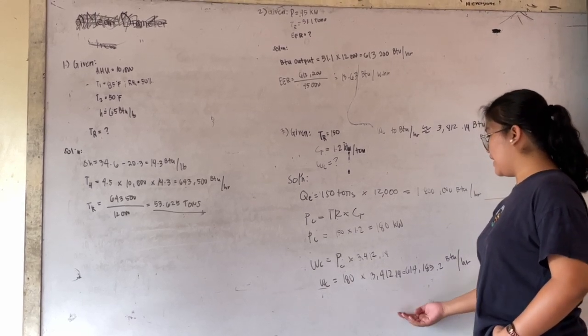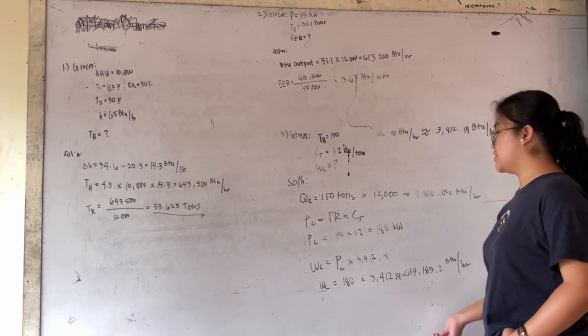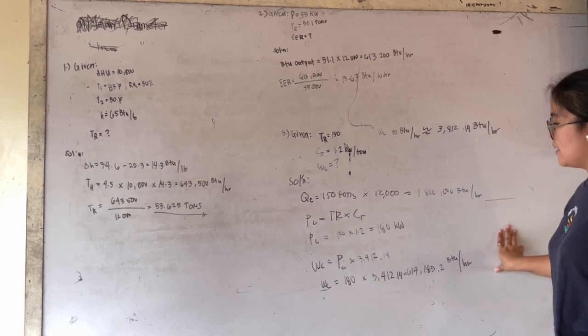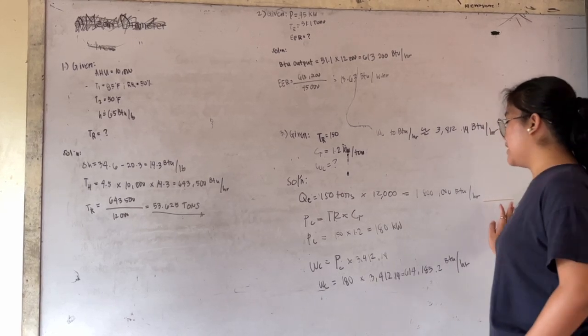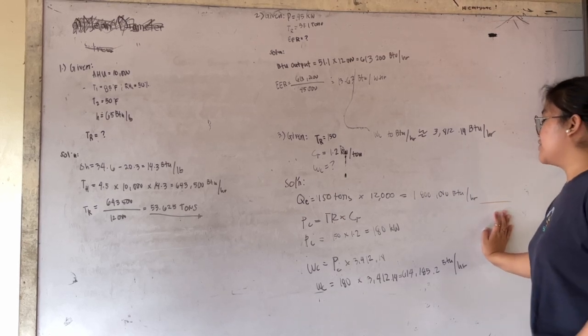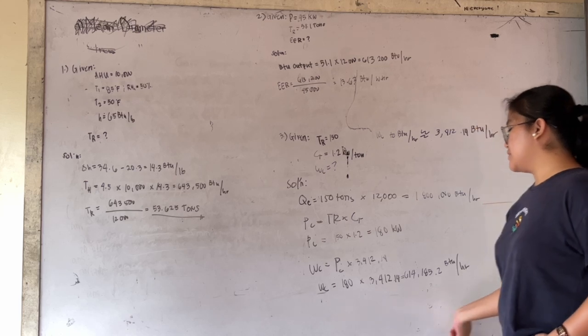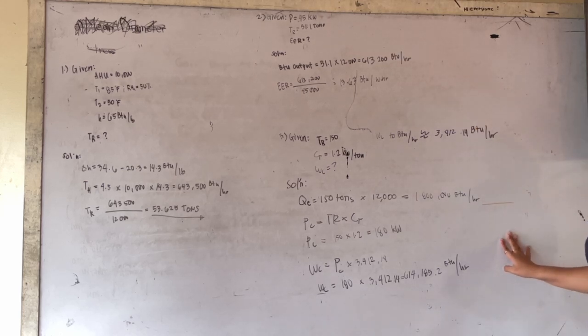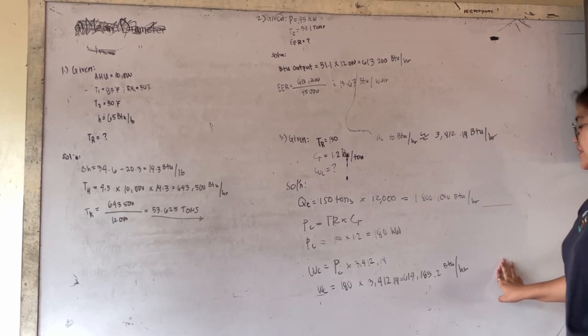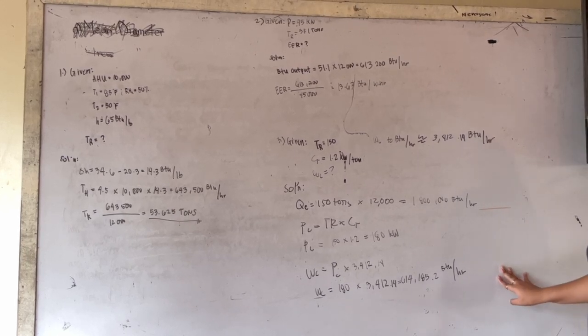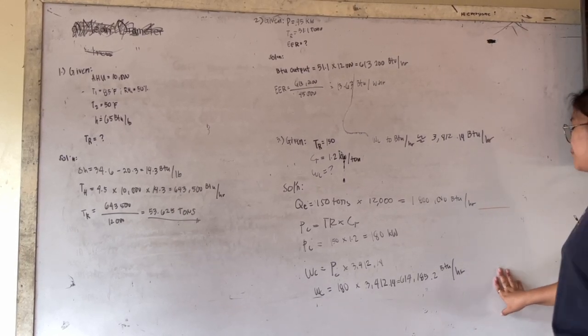So we're going to put that in. We have 150 times 1.2, which is 180 kilowatt, and WC is PC times 3,412.14, which is equal to 180 times 3,412.14, which is 614,185.2 BTU per hour.